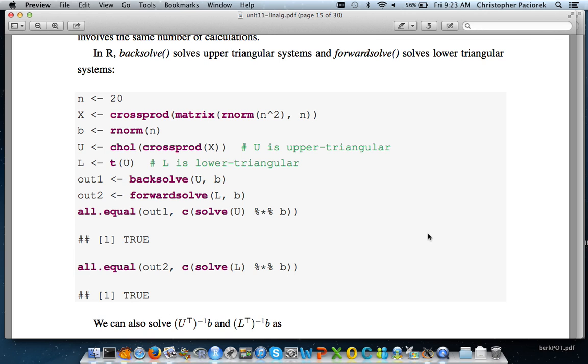And then if I had a lower triangular L, then I would do forward solve with that matrix and the vector. And if we actually use all equal, we should check whether two vectors are the same up to numerical precision. What I would see if I did this compared to actually explicitly inverting the matrix, which is what solve does, and then matrix multiplying by the vector B, I would see that doing it with the back solve is equivalent to doing it this way in terms of the numerical result I get, and similarly here. But as we're going to see, if I do it via first doing a factorization and then doing either a back solve or a forward solve, I'm actually going to save quite a bit of computation relative to actually explicitly inverting the matrix and then doing a matrix multiply.